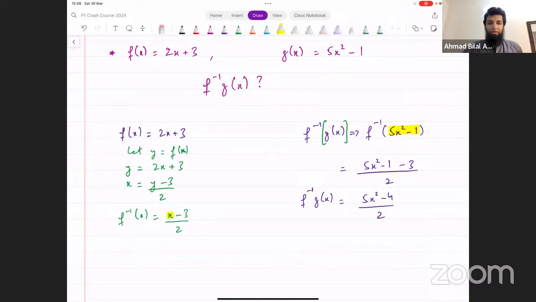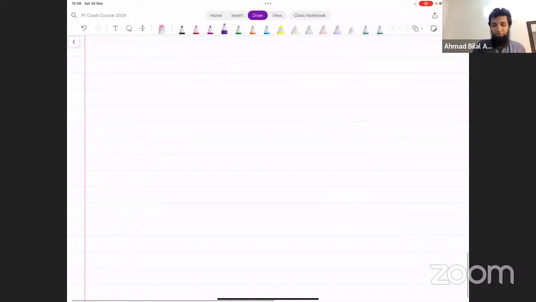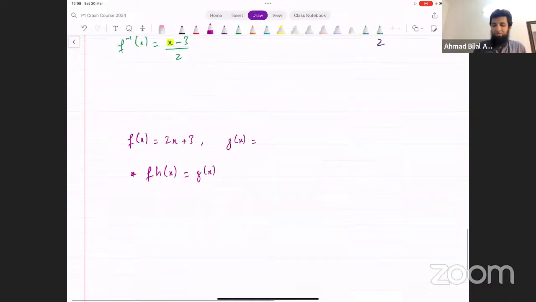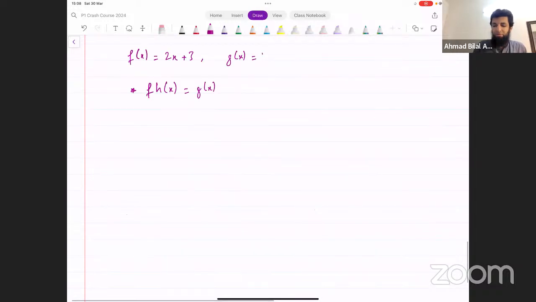All right. Now, sometimes what also happens is you end up getting something like this. So they will give you an equation of this form. Let's say it says f of h of x equals g of x. They might give you an equation like this, and then they have given you what f of x is and what g of x is. So let's say f of x in this case is 2x plus 3. And g of x is 5x squared minus 1.